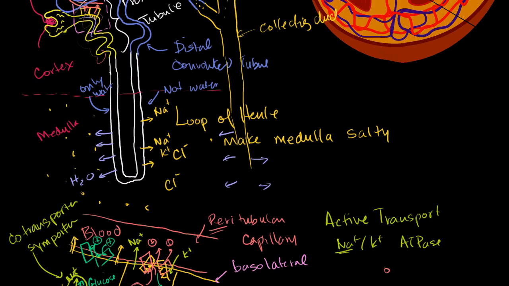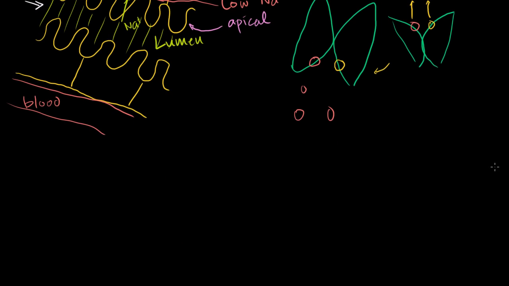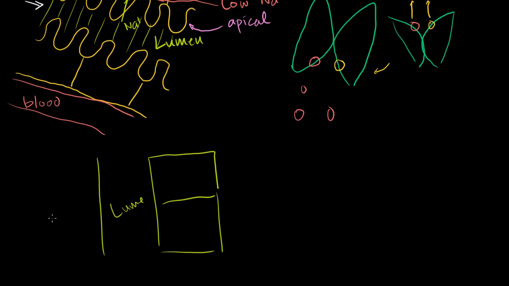If we go to the loop of Henle, to the ascending part right here, where we're trying to get the salts out of the picture, same idea. Let me draw it. So let's say that right there is the lumen. This is a cell that makes up the wall of the lumen. So we're in the loop of Henle now. And you have a sodium-potassium pump out here. You have sodium being pumped out. You have potassium gets pumped in.